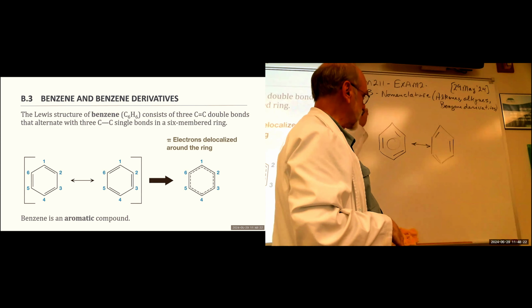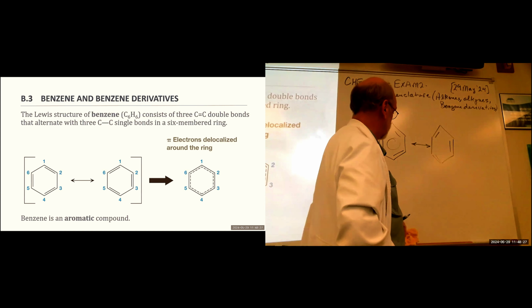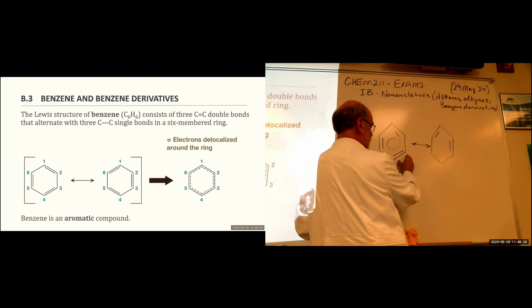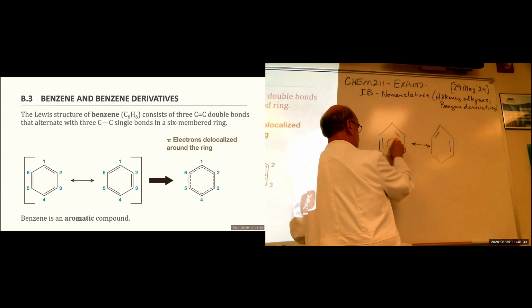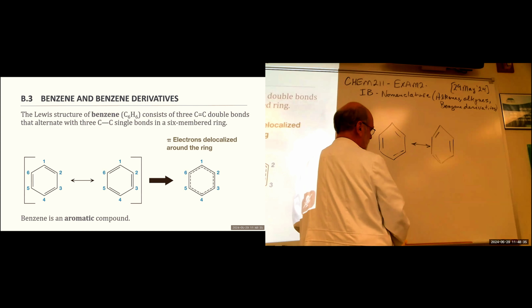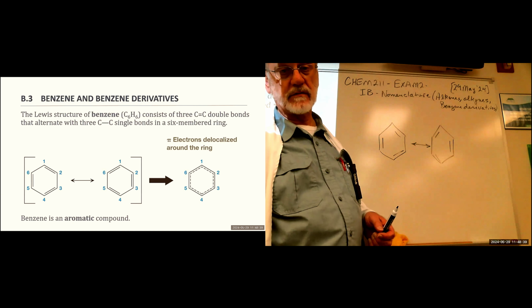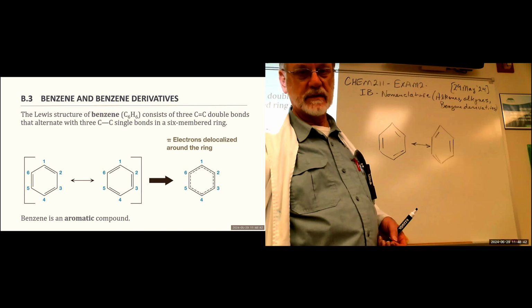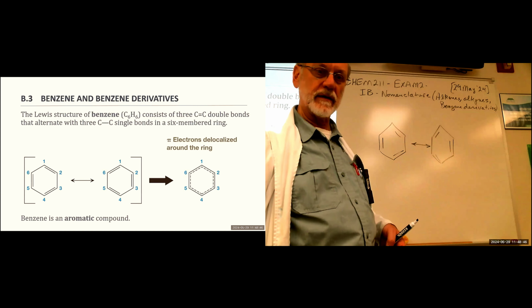Because all the bonds are exactly the same bond strength and bond length. This implies that they're different. This is shorter and this is shorter, this one's longer, but it's not. Even though we draw it that way, which is perfectly all right, actually, just recognize that it's a conjugated system and it's a special kind of conjugated system. It's aromatic.